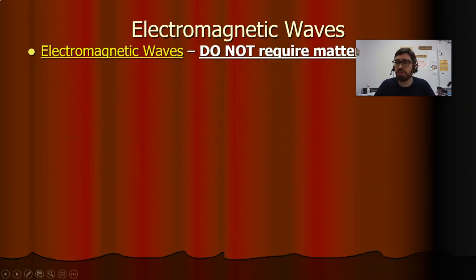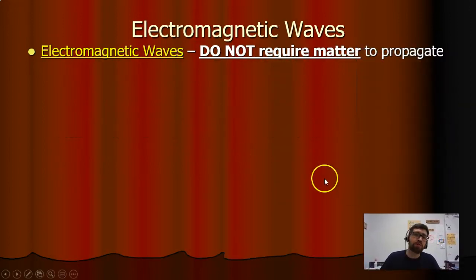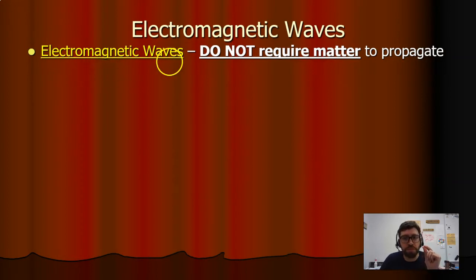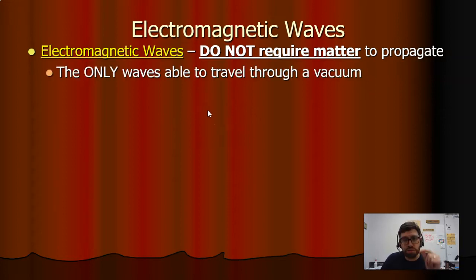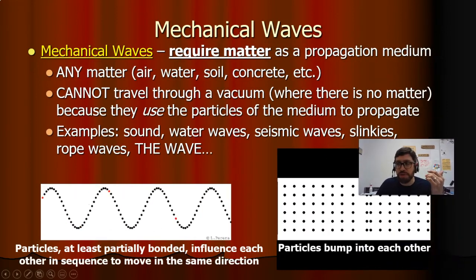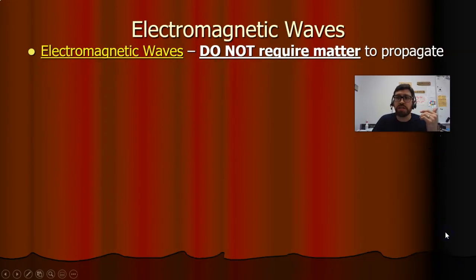Which brings us to the other wave. Electromagnetic waves specifically do not require matter to propagate. Now, in a way, electromagnetic waves are a very, very specific type of wave, and that's true. But the point is, these are the only kind that can travel through a vacuum. They do not need matter to propagate themselves. Again, these waves have to have matter to move. Electromagnetic waves do not need matter.